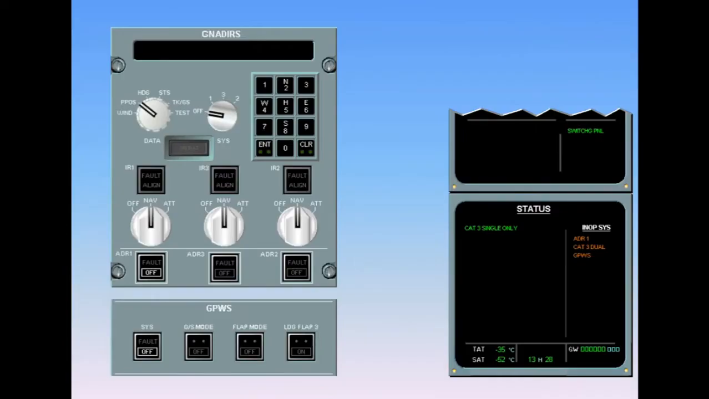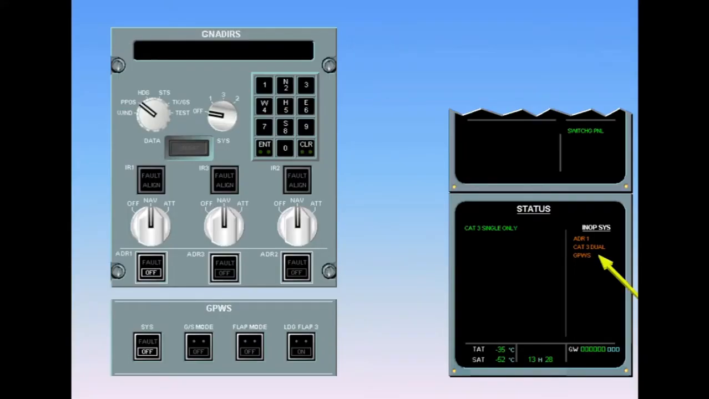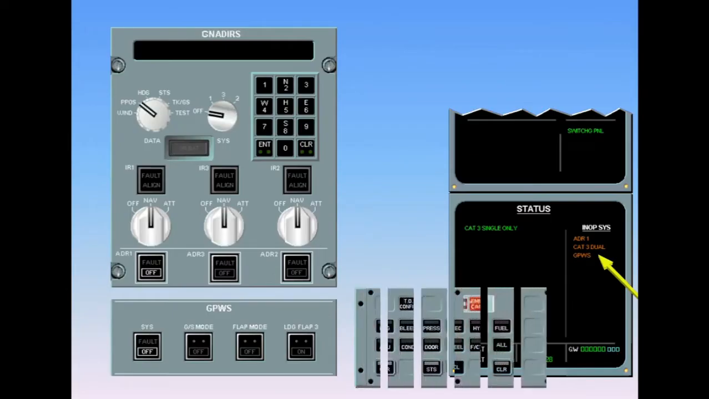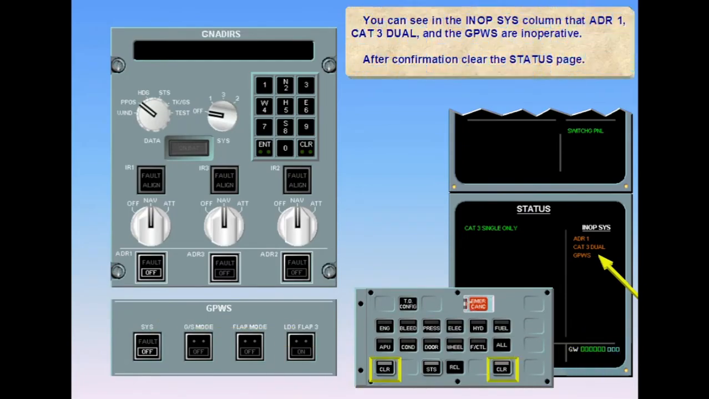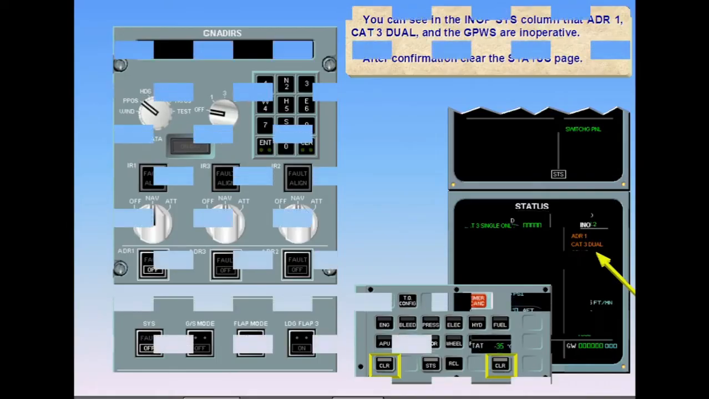The status page is displayed for review. A green message advises us that the approach capability is degraded to Cat 3 single only. You can see in the INOP Systems column that ADR1, Cat 3 dual, and the GPWS are inoperative. After confirmation, clear the status page. ECAM complete, screens normal.